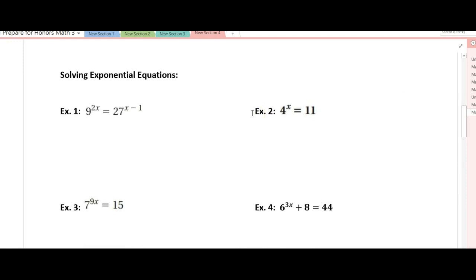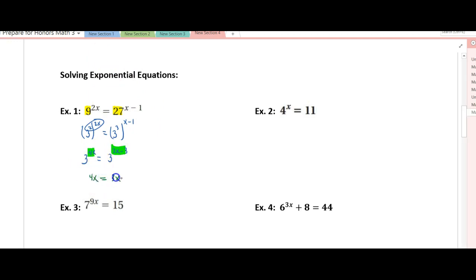Now, solving exponential equations. Example 1 here is very similar to a problem you've done in the past, right? If I look at my bases here, both of these bases could be rewritten using the same base, meaning 9 could be rewritten as 3 squared, 27 can be rewritten as 3 to the third. Well, when I have 3 squared to the 2x, and then I have 3 to the third to the x minus 1, now I can raise these powers to a power. So 3 to the 4x equals 3 to the 3x minus 3. Now that I have the same bases, now I can take these and set them equal to each other.